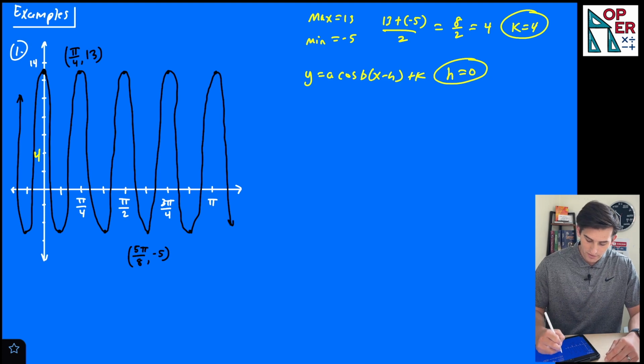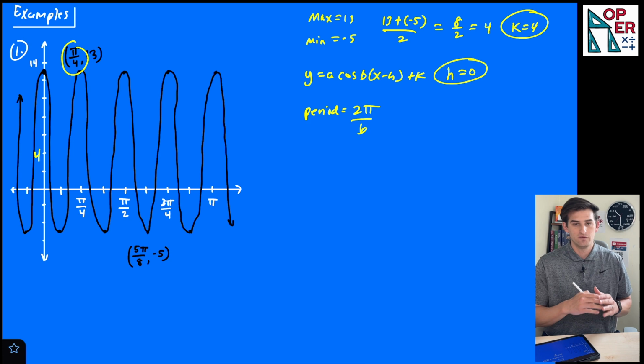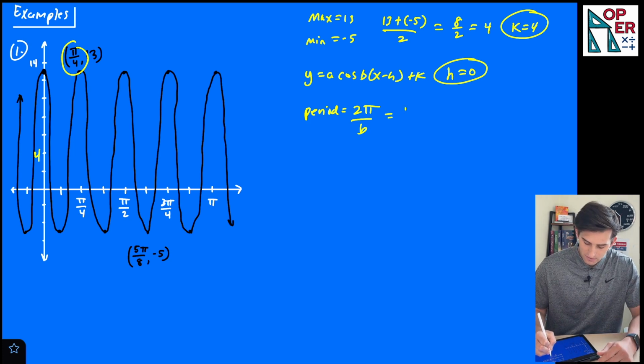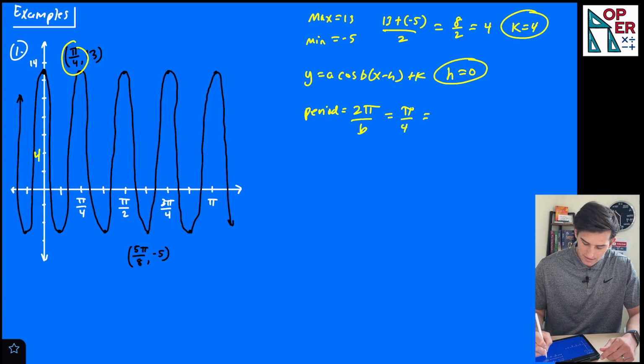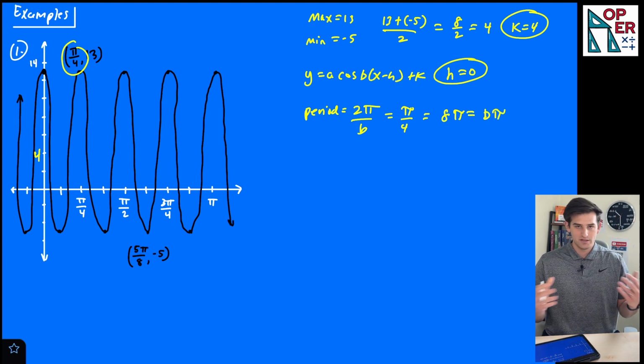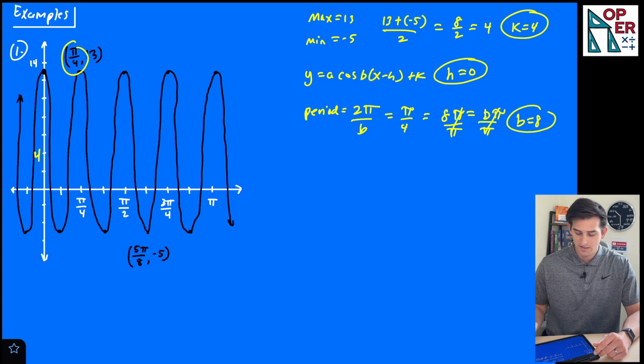For the period, we know that the period is equal to 2 pi over B. If we notice here, it looks like our period is pi over 4. It takes us pi over 4 units to repeat our pattern. So let's set this equal to pi over 4, and cross multiply and solve. This is going to be 8 pi is equal to B pi, or we could write that as pi B. Either way is fine. Now let's divide both sides by pi, and we figure out that B is equal to 8. Okay, so now we have B.